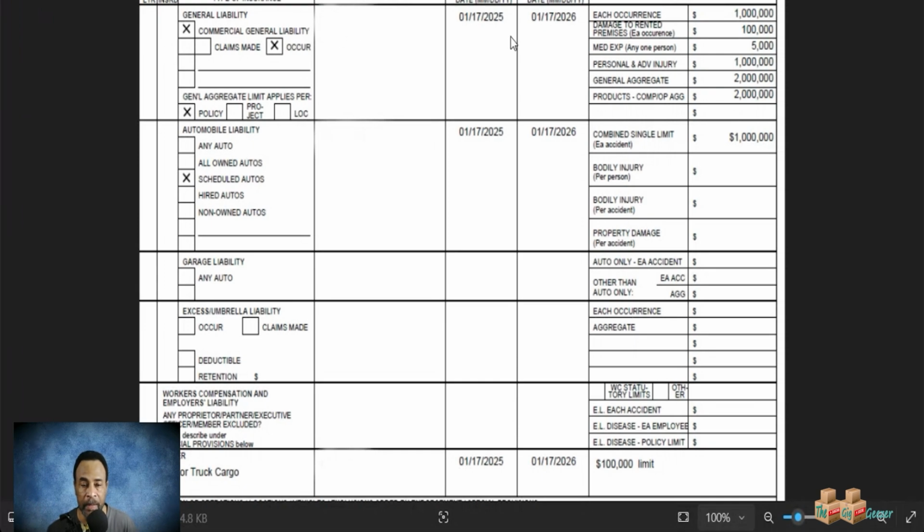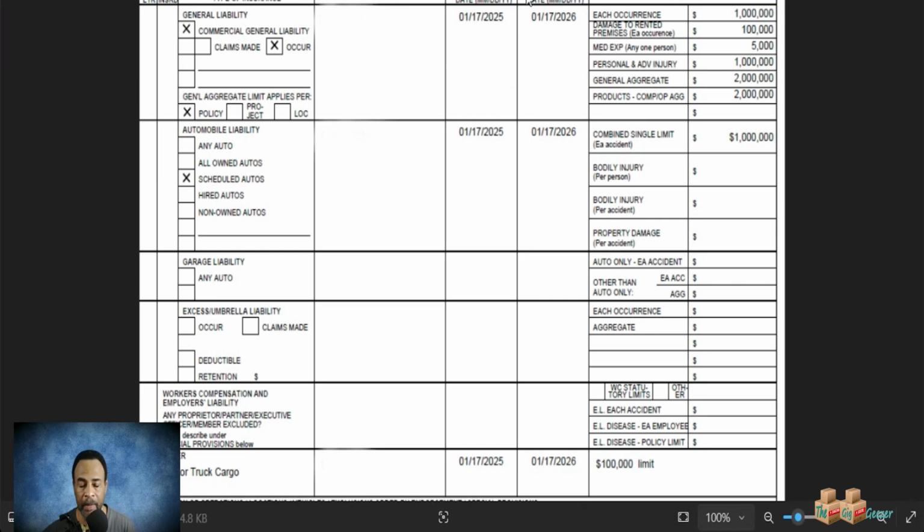So then the aggregate is the most that it's going to pay in a year. And that aggregate is this $2 million number. So the most that this policy is going to pay out altogether is $2 million. It's going to pay out per claim up to $1 million, but then it's capped at $2 million for a year. Now, there's these others: damage to rented premises.